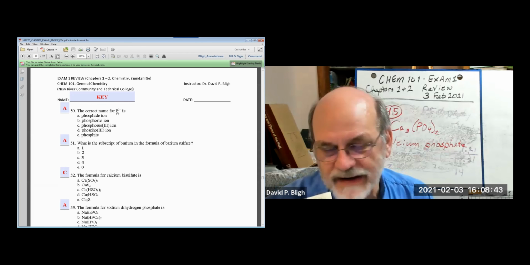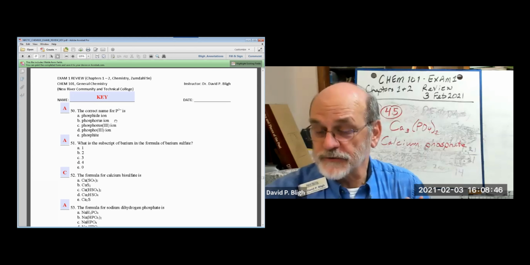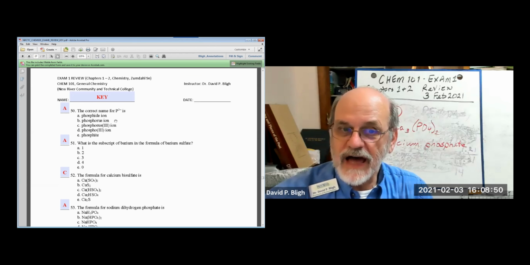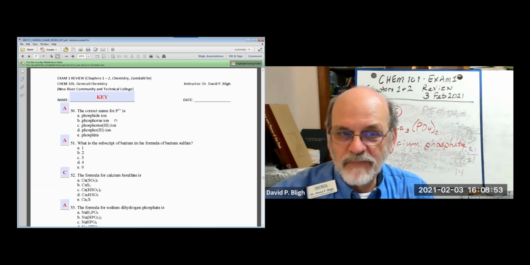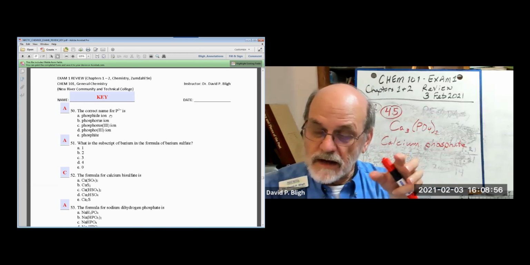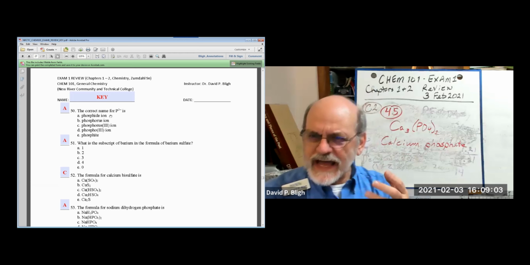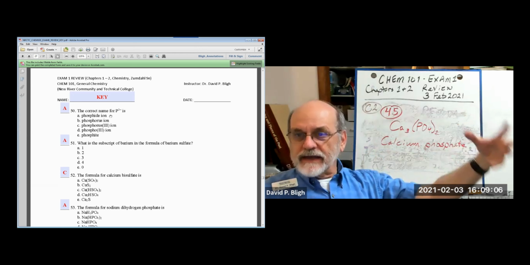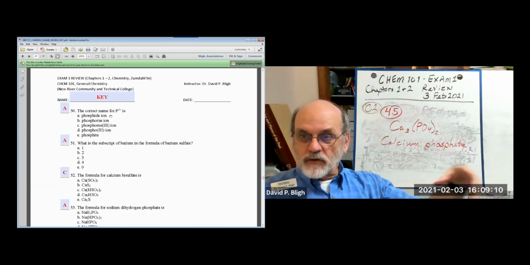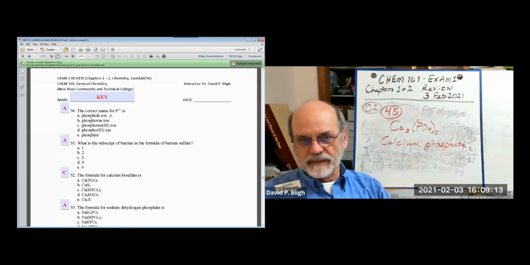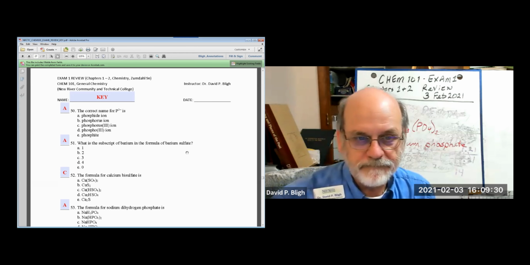Correct name for P3-. It's derived from phosphorus. It's an ion. But it's a non-metal ion, right? So we don't say phosphorus ion. Remember when we name things? The anion half ends in -ide. So it's phosphide ion. And it comes from the nitrogen group. It's under nitrogen, and those are always 3 minus. So all we have to say is phosphide ion. That's it. It's unambiguous.